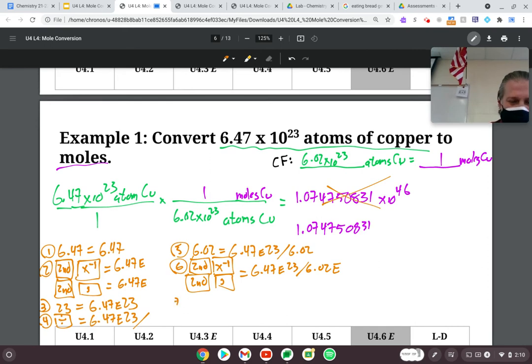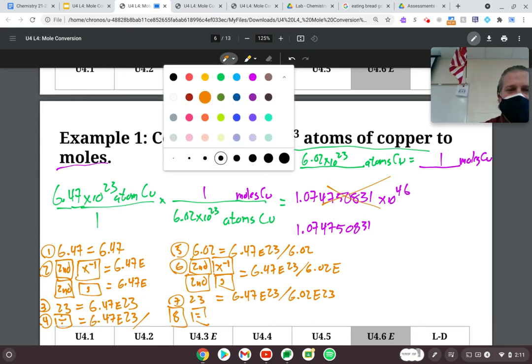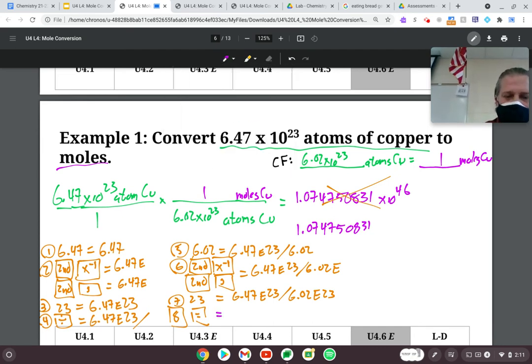You would then type 23, and your calculator would say 6.47 E23 slash 6.02 E23. You would then hit the equals or the enter button, and your calculator would write 1.074750,831.